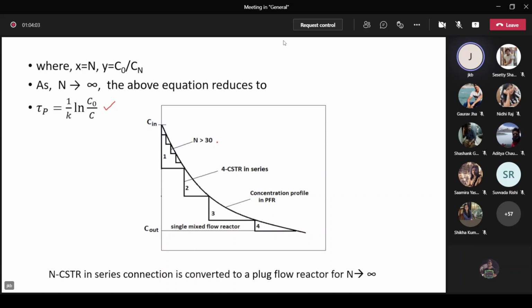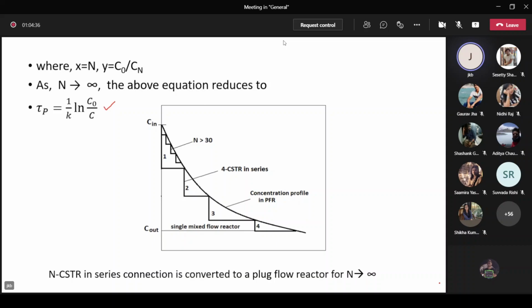But if you use 4 CSTR, then you will get less conversion. If you use 2 reactors, that will also be less. And so one large CSTR will give less conversion. Gradually, if you increase the number of tanks, then conversion will improve and move towards the plug flow reactor. So if n tends to infinity, n CSTR in series connection is converted to a plug flow reactor.